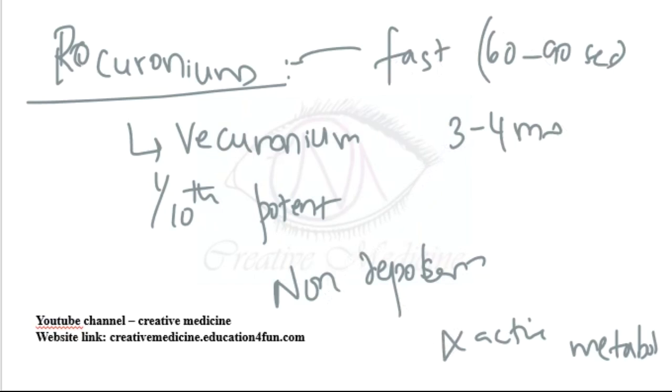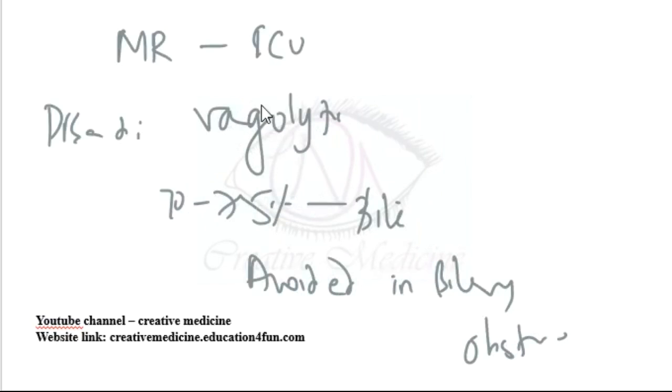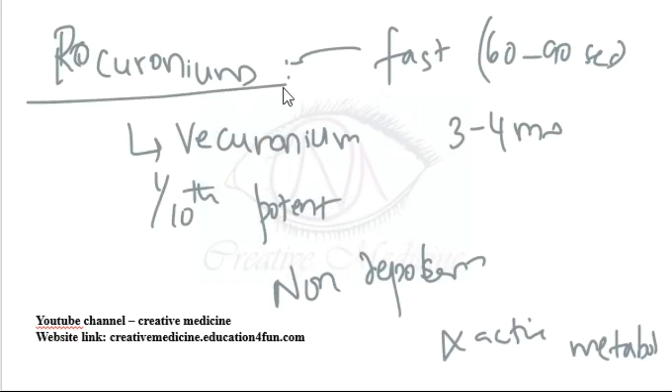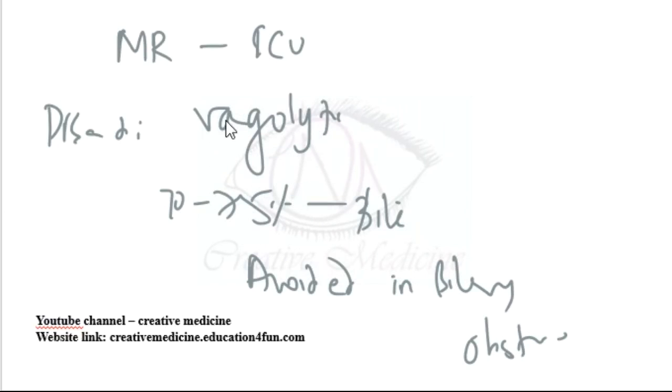Because it has no active metabolite, it is the muscle relaxant of choice for continuous infusion in ICUs, and because of its faster acting nature, it is mainly used in intubation. The disadvantage is it is vagolytic, 70 to 75% are excreted in bile, and it is avoided in biliary obstruction.